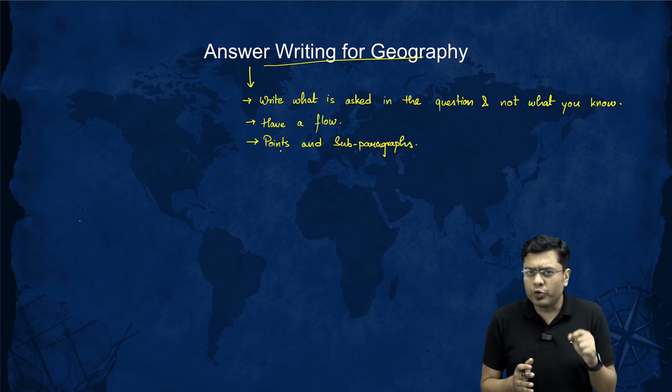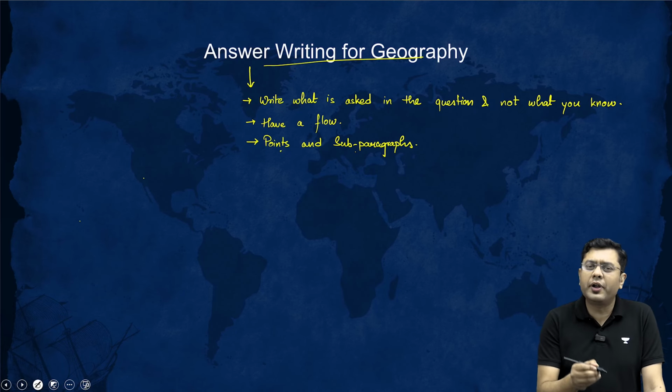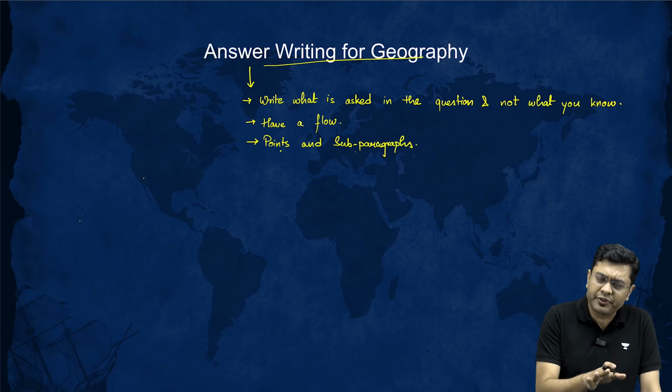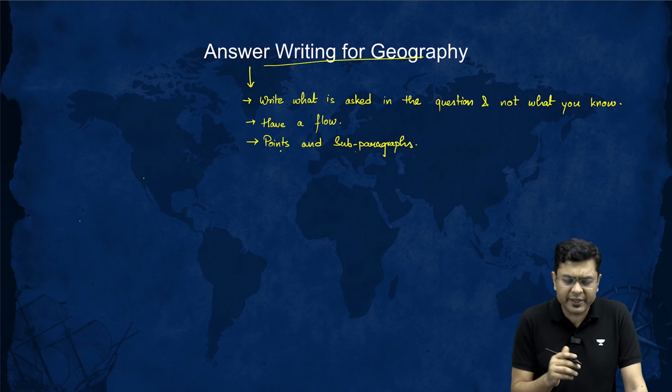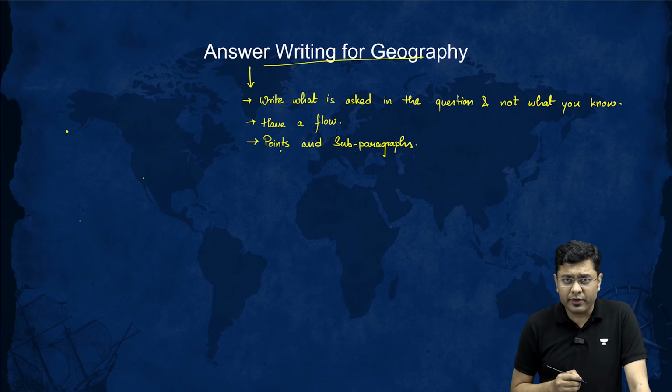Now, how do you do that? So the basic aspect is, first of all, let's suppose you are writing an answer for any concept, be it Indian geography, be it physical geography, or for any other subject as well. This is what you can implement. For example, we were talking about urban heat islands.